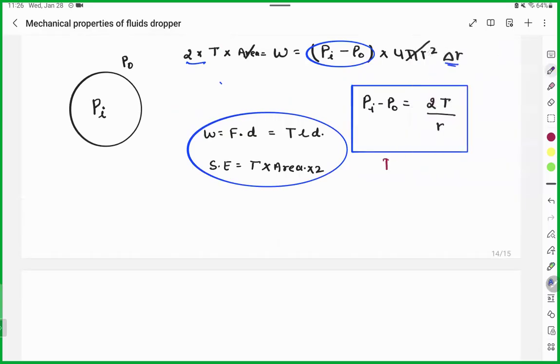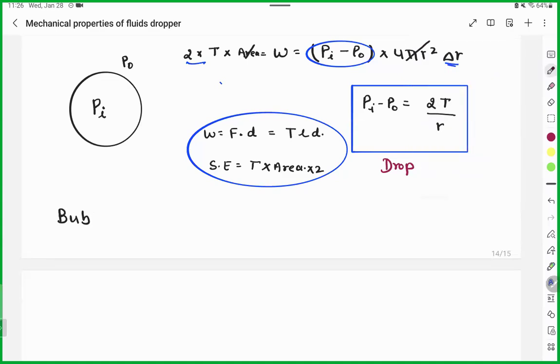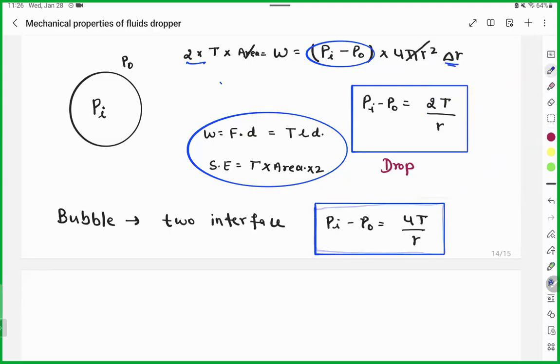In case of a droplet. If you consider the bubble, the thing we consider in a bubble is that you consider two interfaces here instead of one. And that's why the excess pressure will be equal to 4T by R, in the case of a soap bubble.